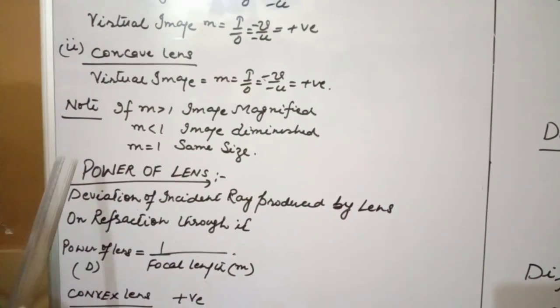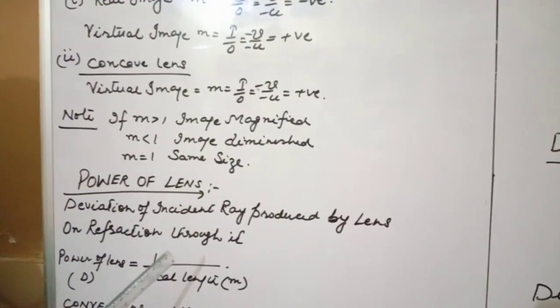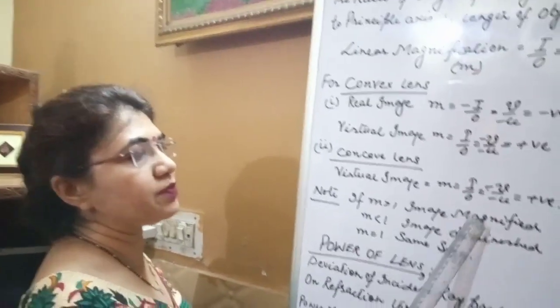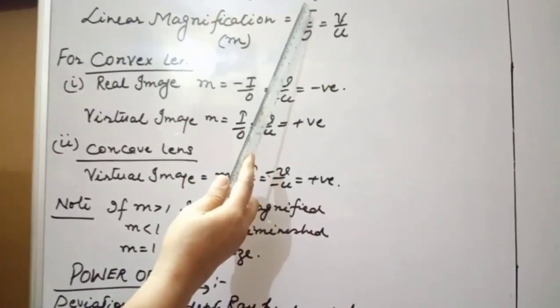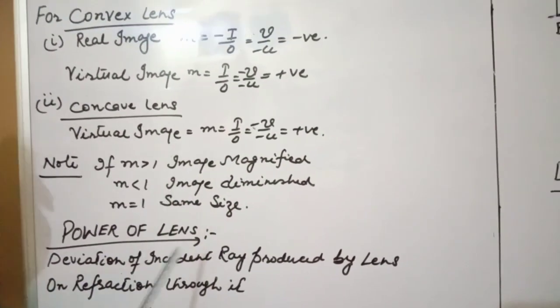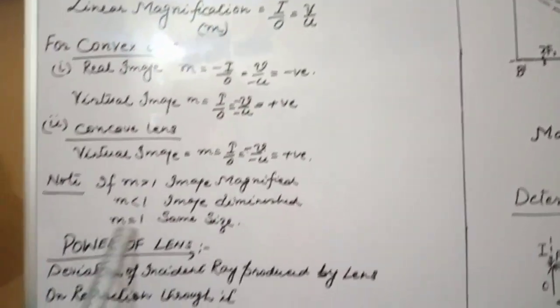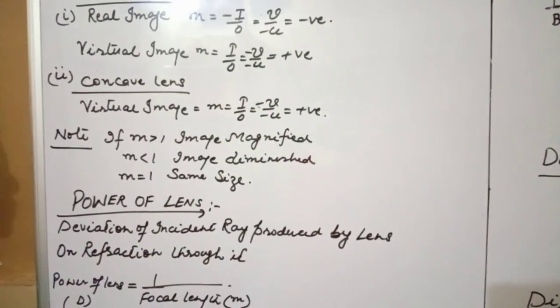Second important note: with the help of the value of the magnification, how will we find out the size? If magnification is greater than 1, then the image will be magnified. Obviously, I will be greater than O, then the answer will be greater than 1, image size will be greater, and that's why the image is magnified. If m is less than 1, the image is diminished. Obviously, I will be less than O. If m is equal to 1, I is equal to O, that means the image is the same size.